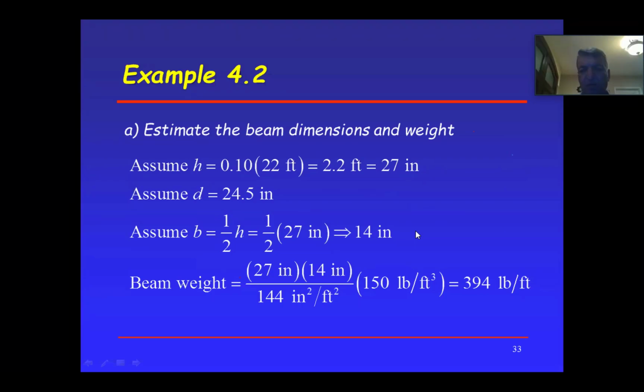So far, everything's pretty clear. Okay, good. So another way to do it: if this is your beam, the cross section, all you have to do is B times H divided by 144 because they're in inches into feet, times 150. So you don't have to worry about the length because my answer is going to be pounds per foot along the beam. So you don't multiply by the length. Any questions?